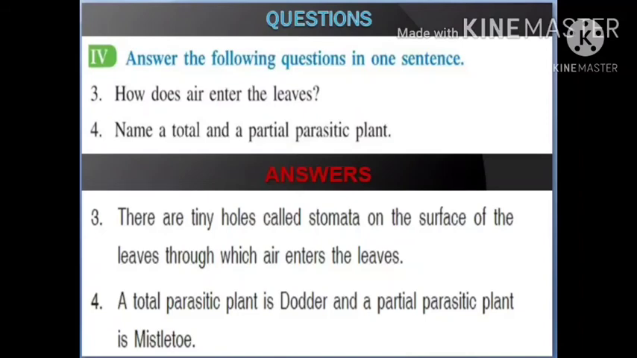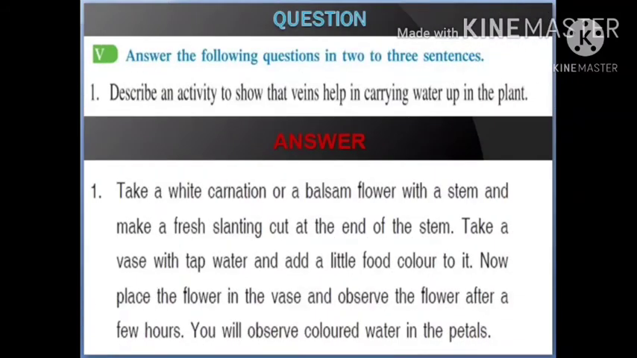Fourth question: name a total and partial parasitic plant. They are asking us to give an example of a total parasitic plant and a partial parasitic plant. So the answer: a total parasitic plant is dodder and a partial parasitic plant is mistletoe. Now let's go to the long questions.